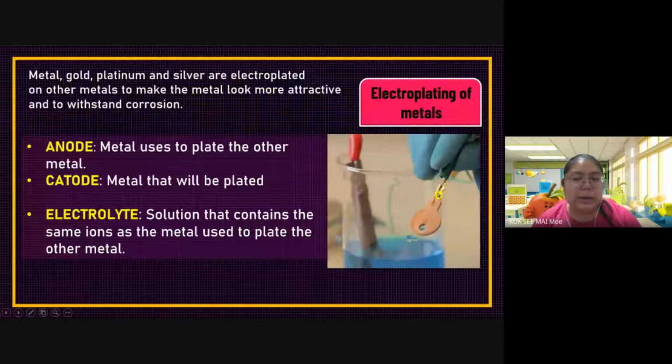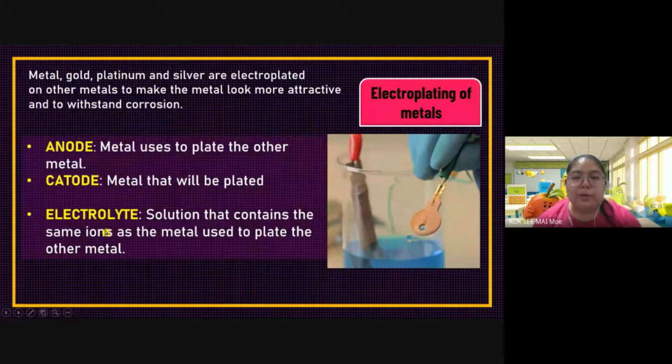For example, a key. Or say I have a spoon, and the spoon has lost its silver color already. So you want to plate it with silver color. So at the cathode, you put the spoon. Then at the anode, you put the silver plate. Then after that, the electrolyte. The electrolyte is a solution that contains the same ion as the metal used to plate. For example, if you're using silver, your electrolyte must have silver sulfate. So it must be related. If you use copper, then the solution must have copper. Depending on what material the anode uses, your electrolyte must follow.